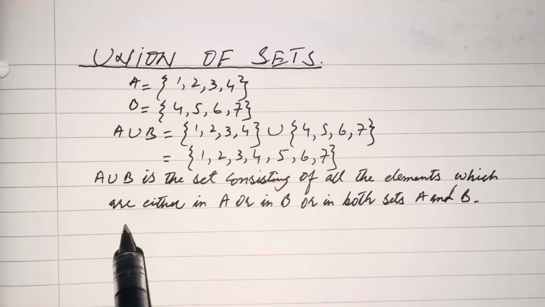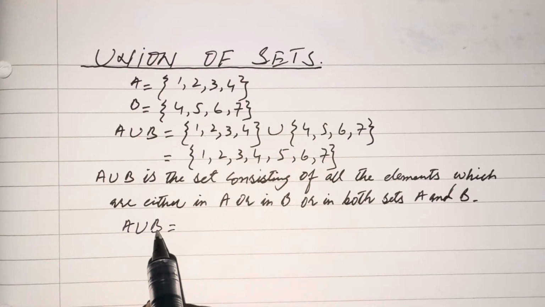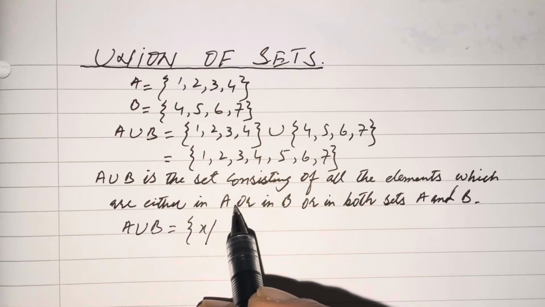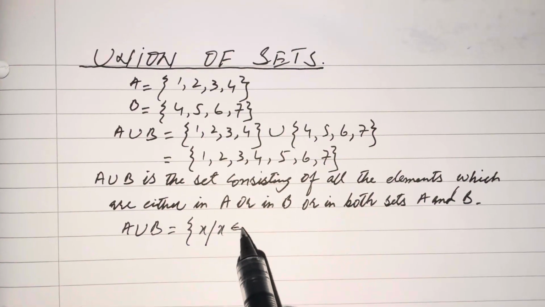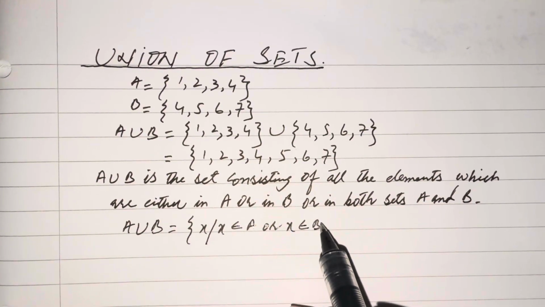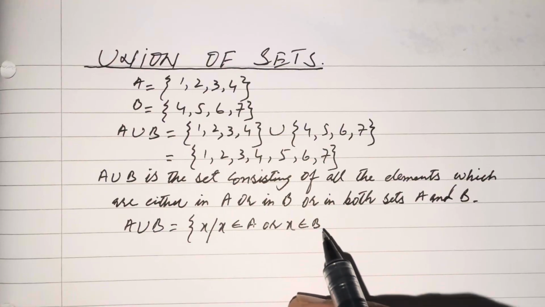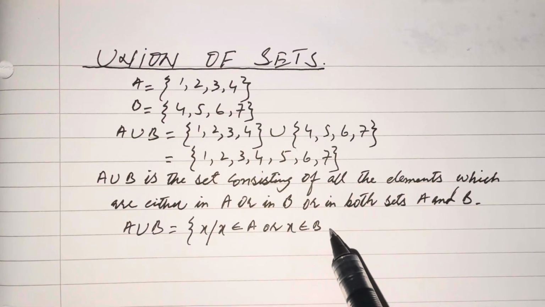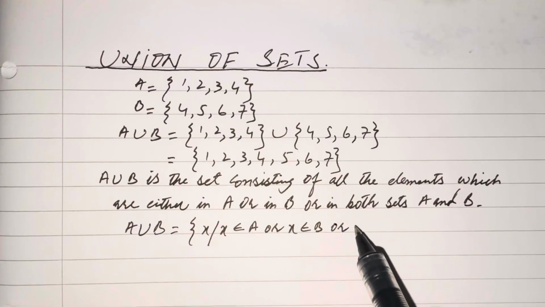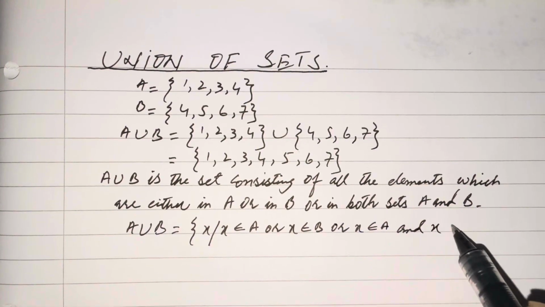And if we write the set A union B in set builder notation, it can be written as {x : x belongs to A or x belongs to B}, or we can say x belongs to A and x belongs to B.